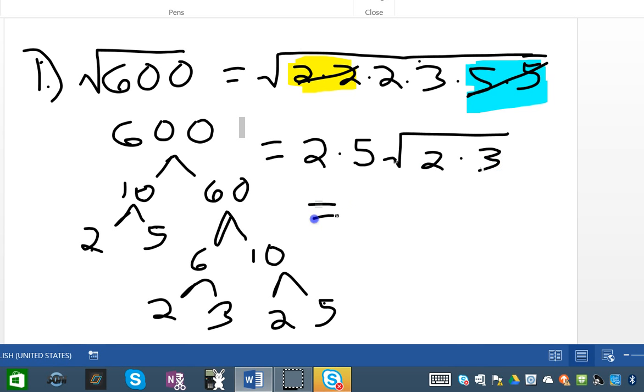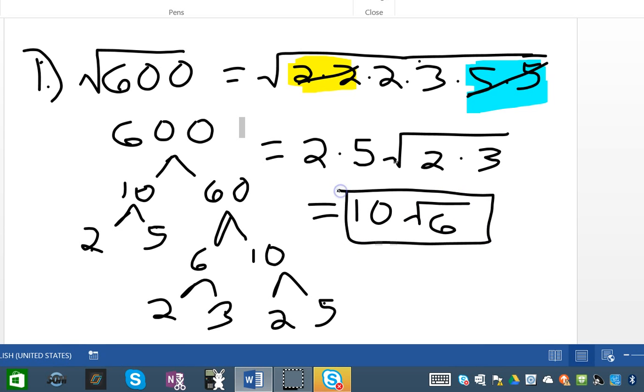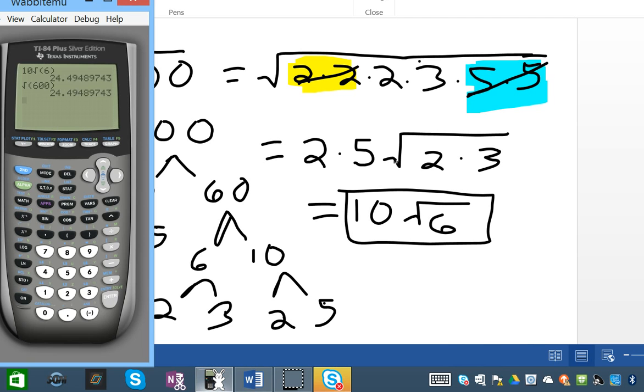Alright, so I can rewrite this. 2 times 5 is 10. And then inside the square root, 2 times 3 is 6. So this is what I call an exact answer. 10 times the square root of 6 is the exact same thing as saying the square root of 600. And you can check that in your calculator. If you type in the square root of 600, that gives you 24.49, and it keeps going. And if you type in 10 times the square root of 6, you will get the exact same answer.